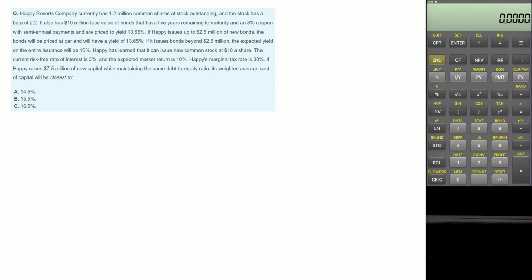If Happy raises $7.5 million of new capital while maintaining the same debt-to-equity ratio, the question is, what is the weighted average cost of capital? The question is asking for the weighted average cost of capital to raise $7.5 million.